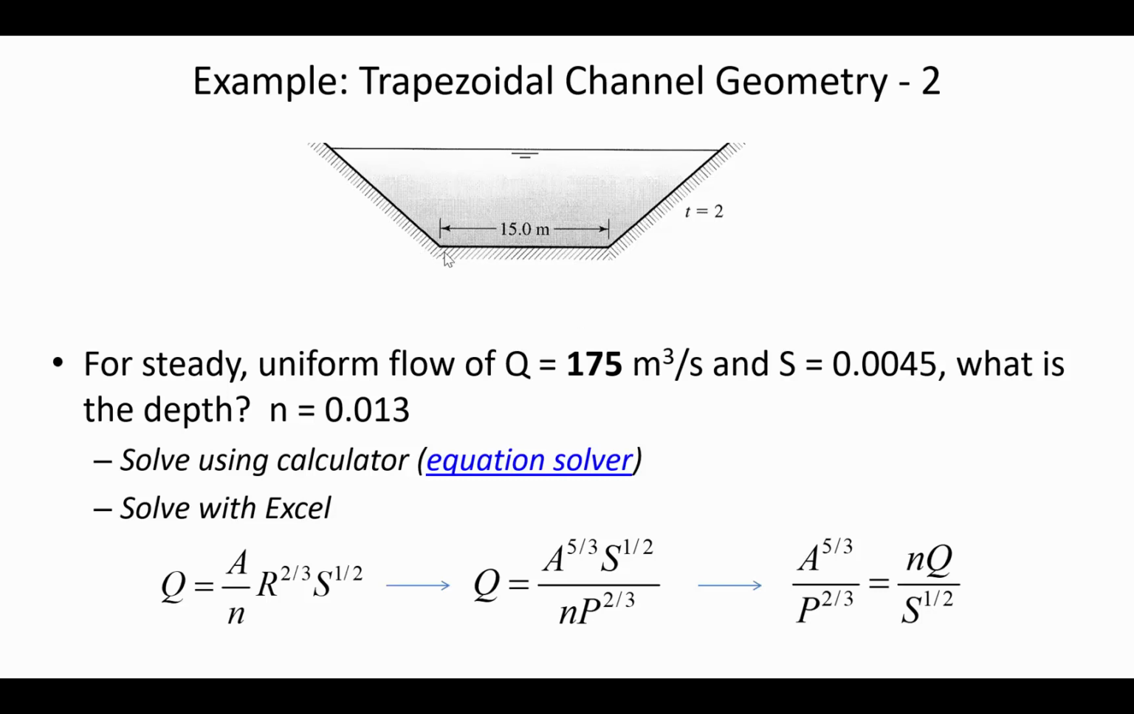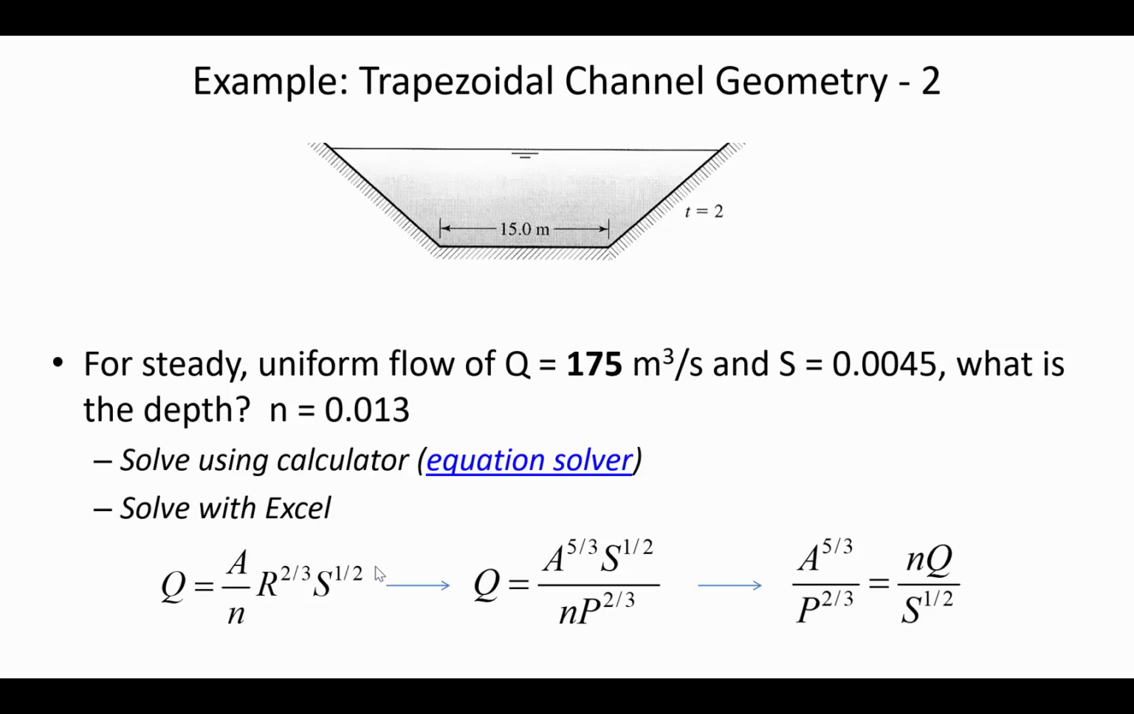So we have, just to review, a trapezoidal channel where the bottom width is 15 meters. We've got 2-to-1 side slopes, and we're trying to push through 175 cubic meters per second of flow through that. And it's a relatively shallow slope. This is even less than 1%, 0.45% slope. And then it looks like this is made out of a typical concrete because we have an N value that characterizes the roughness of that surface as 0.013. So let's look at this with Excel.